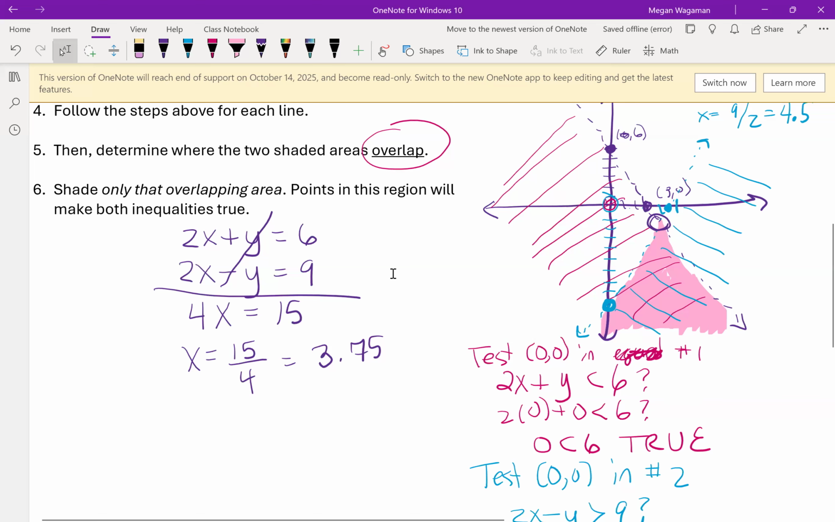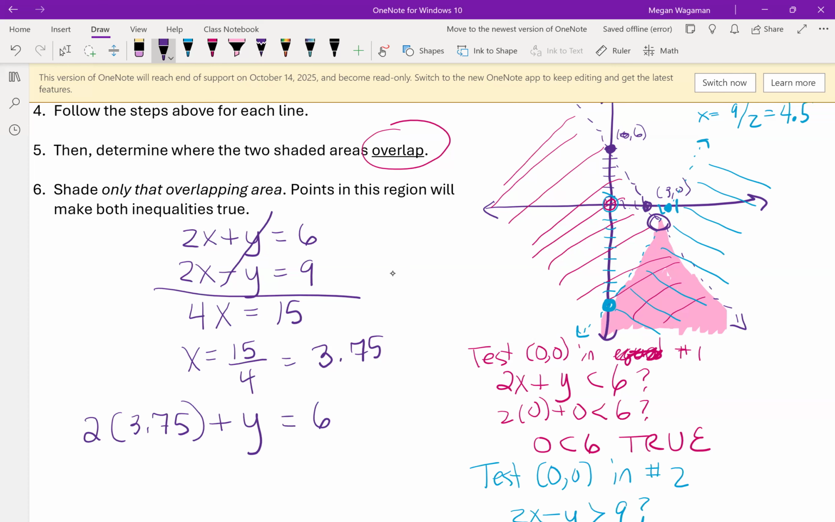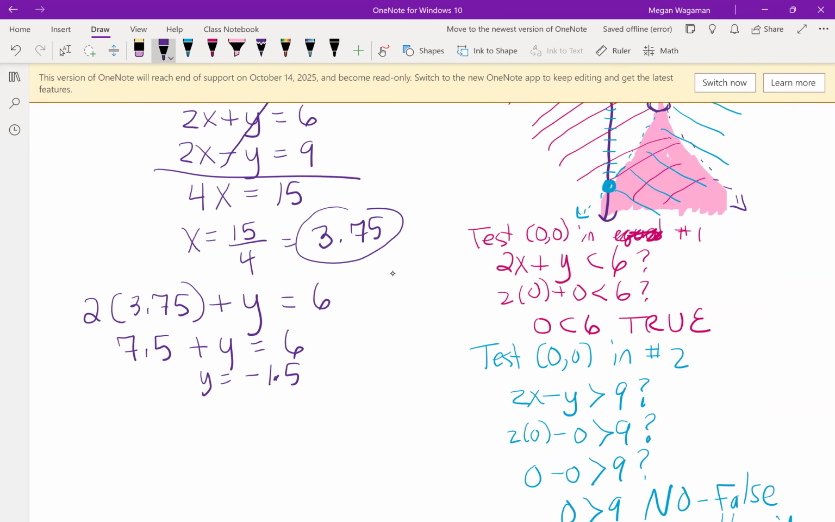And then I can see what the y has to be for that to be true. So I can just plug into either of these equations. I'm going to go with the first one. So if I do 2 times 3.75 plus y, that has to equal 6. So this is going to give me 7.5 plus y equals 6. So then y is going to be negative 1.5. So this point of intersection is going to be when x is 3.75 and y is negative 1.5.